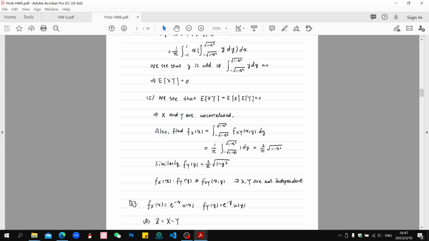Also, we find that f_X equals, we can calculate it, 2 over pi times the square root of 1 minus x squared. Similarly, f_Y, the marginal density function for y, is in the same form, that is, 2 over pi times the square root of 1 minus y squared. So we find that f_X times f_Y does not equal f_XY, the joint density function. That is, we know that although x and y are uncorrelated, they are not independent.